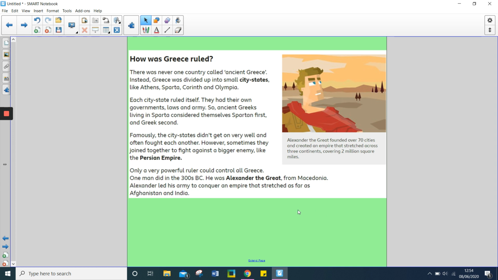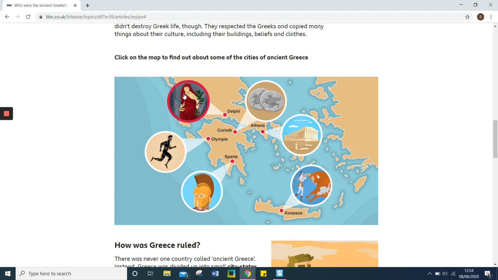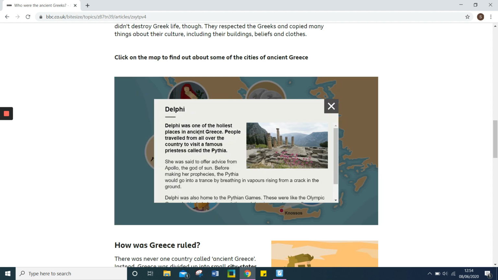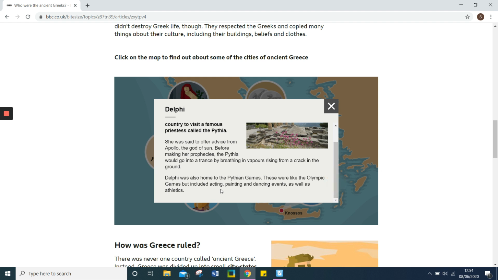So let's learn a little bit more about these small city-states that were in ancient Greece. So the first one, Delphi. Delphi was one of the holiest places in ancient Greece. People travelled from all over the countries to visit a famous priestess called Pythia. She was said to offer advice from Apollo, the god of the sun. Before making her prophecies, Pythia would go into a trance by breathing in vapours rising from a crack in the ground. Delphi was also home to the Pythian Games. These were like the Olympic Games, but included acting, painting, and dancing events, as well as the usual Olympics.